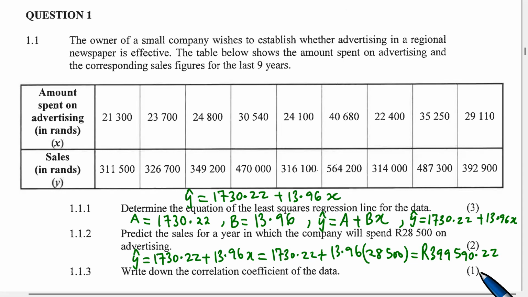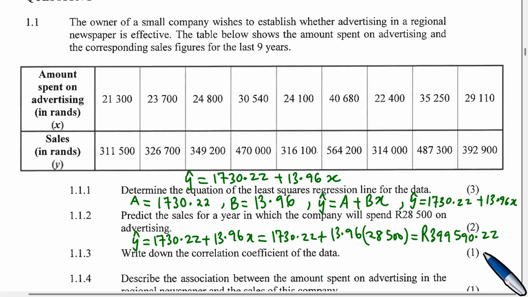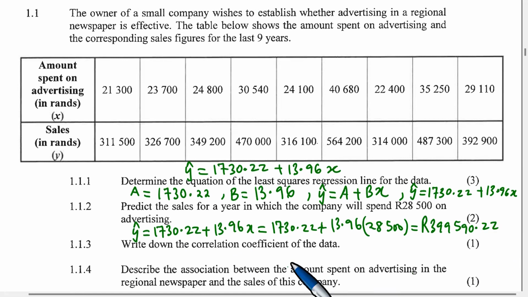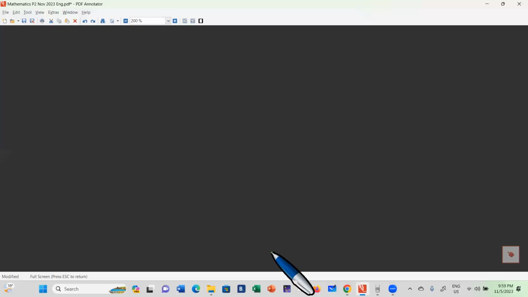So next, write down now the correlation coefficient. 1 mark. Write down the correlation. So now for the correlation coefficient, we do not have to fill the page calculating that. There's a formula you can use at the back of the question paper, but you can just do it on the calculator. Let us do the correlation coefficient. You can see how it's done.